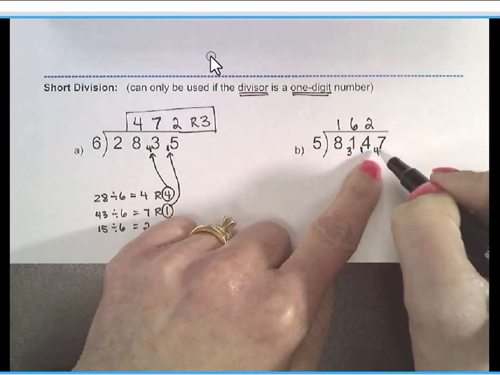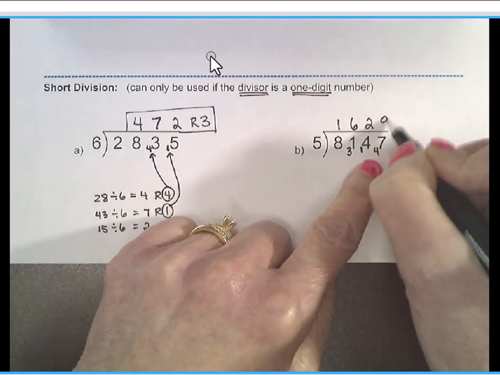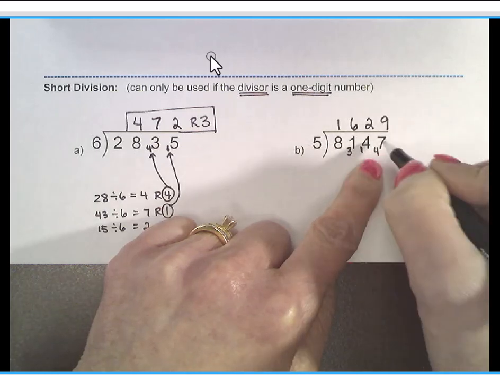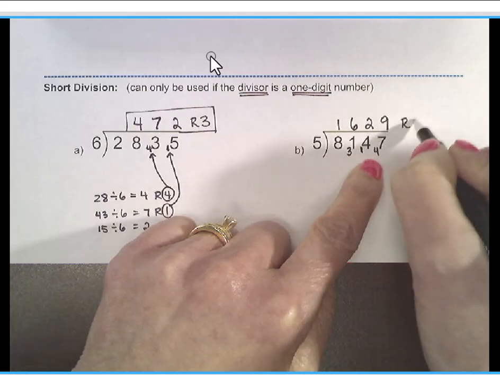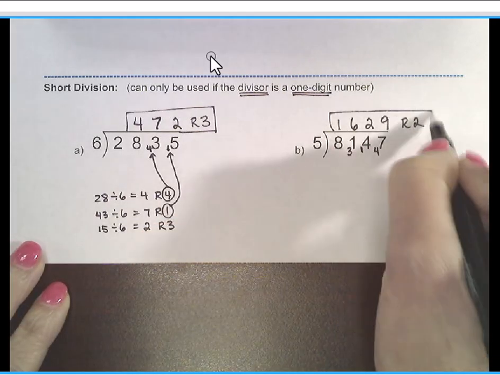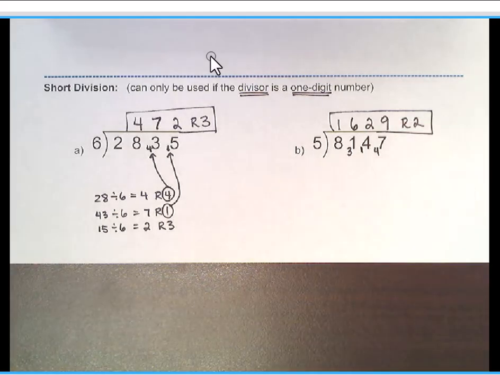And then 5 goes into 47 9 times. 9 times 5 is 45. That would be a remainder of 2. And there you go. That's how short division works.